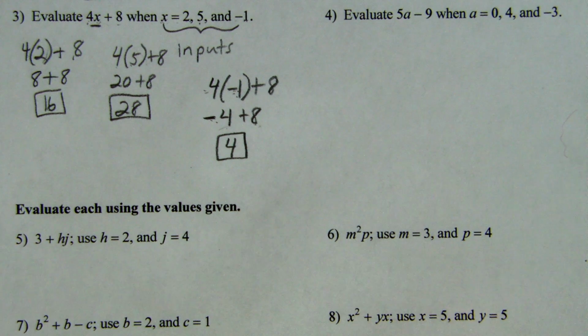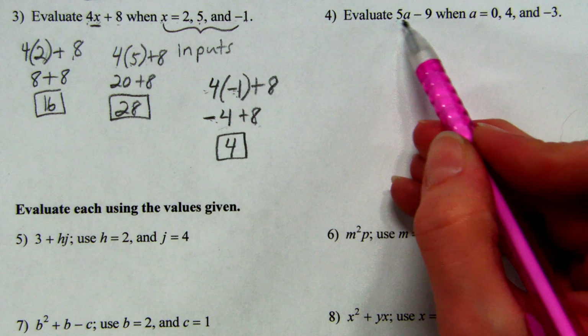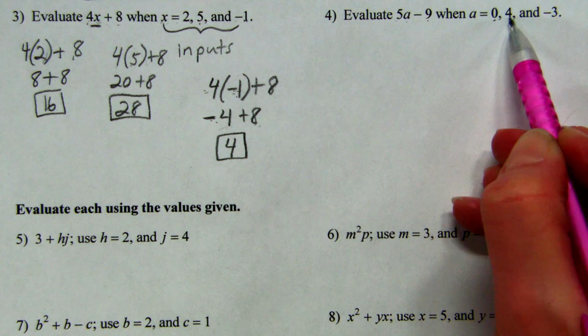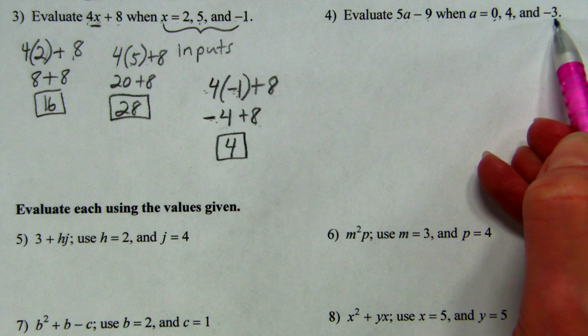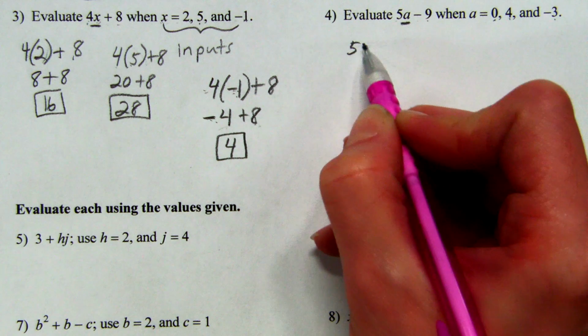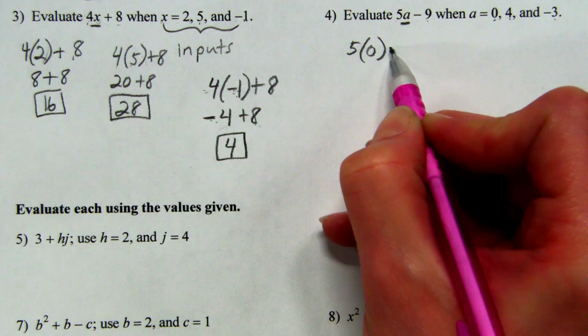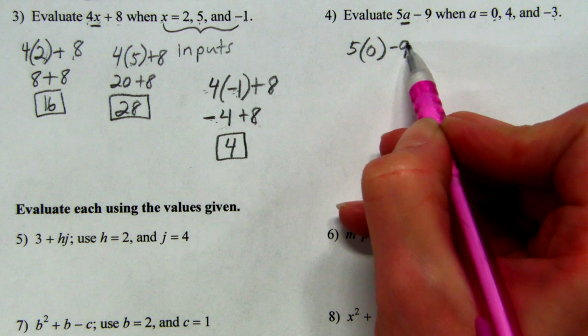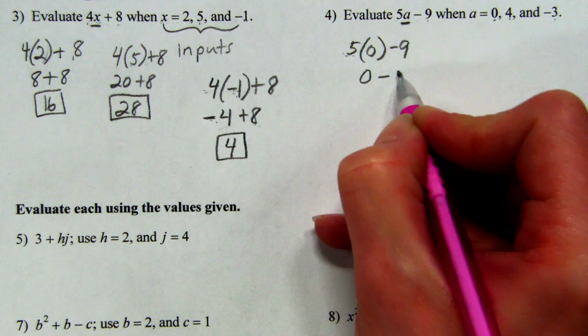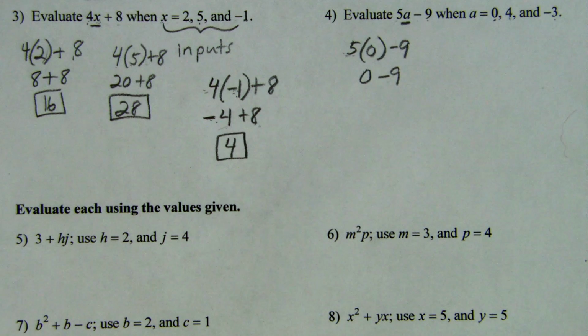Okay, so let's look at number 4. Evaluate 5a minus 9 when a is 0, when a is 4, and when a is -3. So all of these are going to go in for a right here. So I'm going to have 5 times 0 minus 9 for the first one. So we did the multiplication first. 5 times 0 is 0. So I'm going to have 0 minus 9.